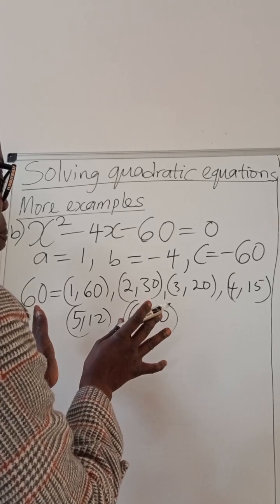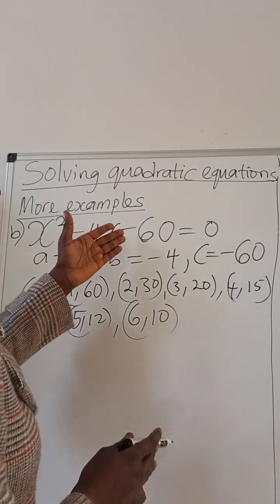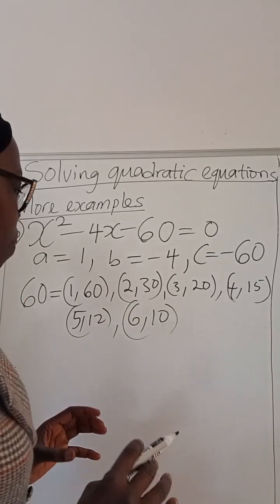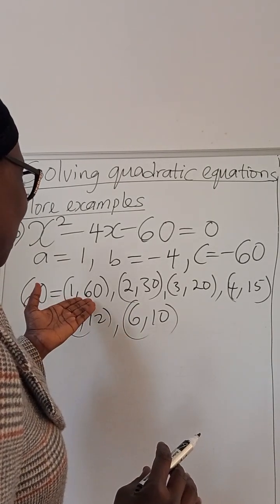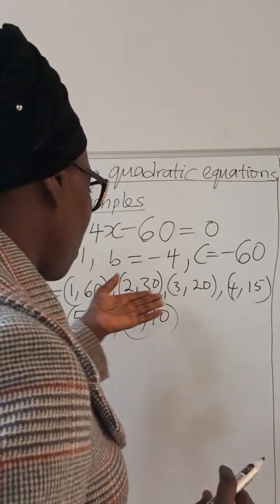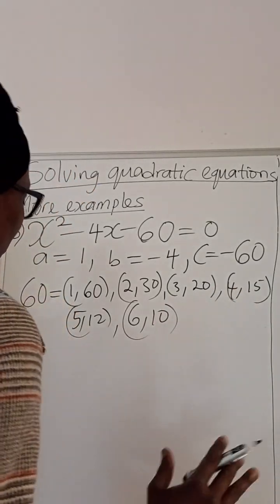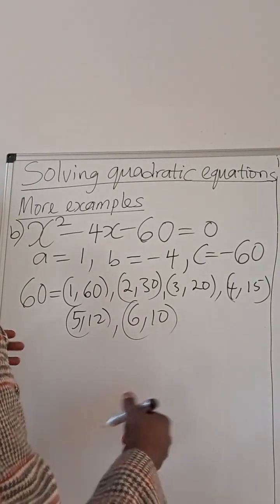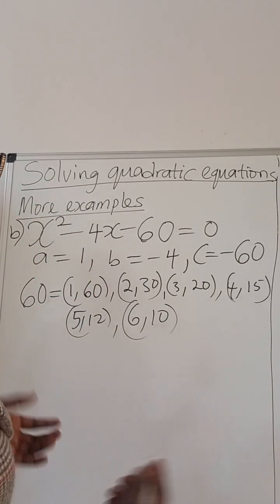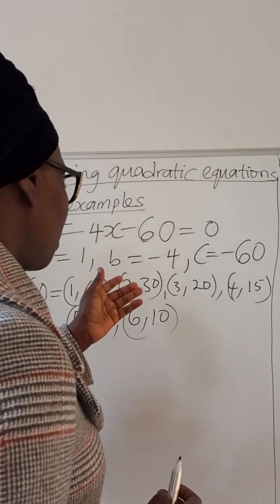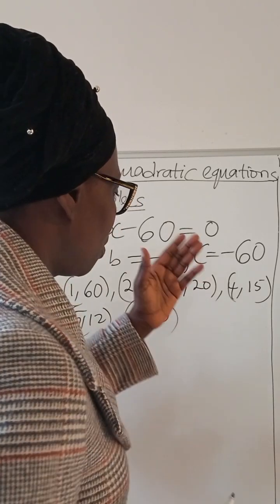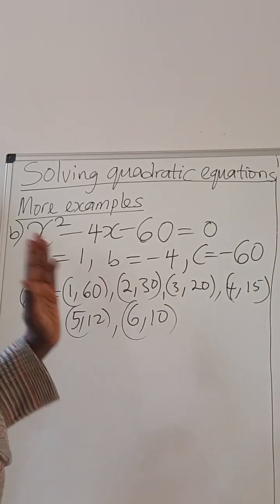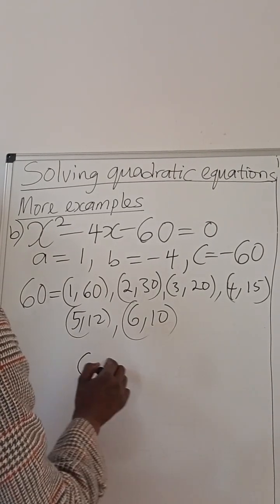All these factors, all these numbers, when we multiply them, we'll be getting 60. But we're going to look for the one whose addition or subtraction is going to give us 4. So if we look at it, 1 with 60 will not give us 4, 2 with 30 will not give us 4, 3 with 20 not 4, 4 with 15 not 4, 5 with 12 not 4, 6 plus 10 not 4. We check again. If the addition cannot give us 4, can the subtraction give us 4? 60 minus 1 not 4, 30 minus 2 not 4, 20 minus 3 not 4, 15 minus 4 it's 11 not 4, 12 minus 5 it's 7 not 4, 10 minus 6 it's 4. So let's pick 6 and 10.